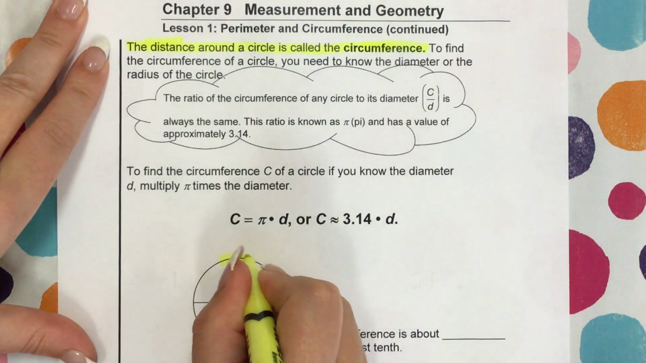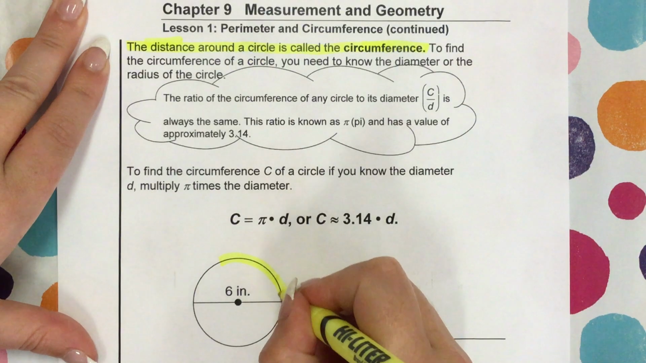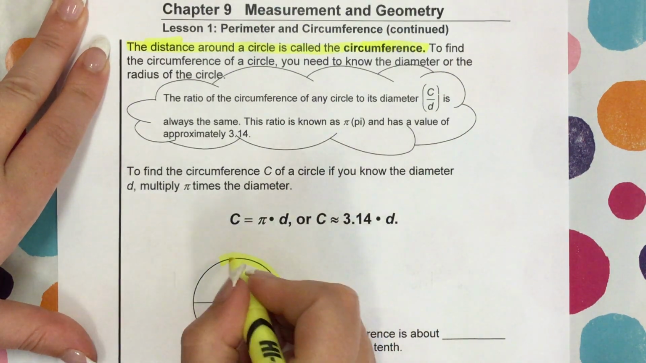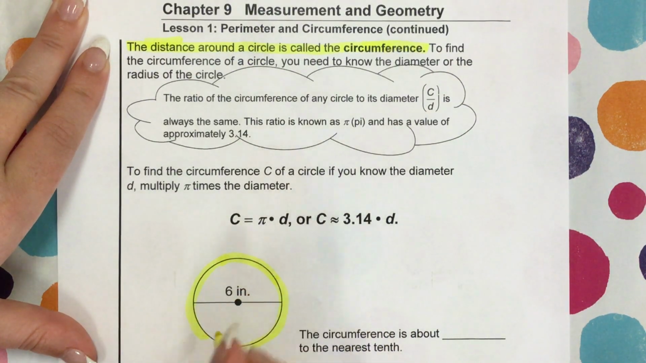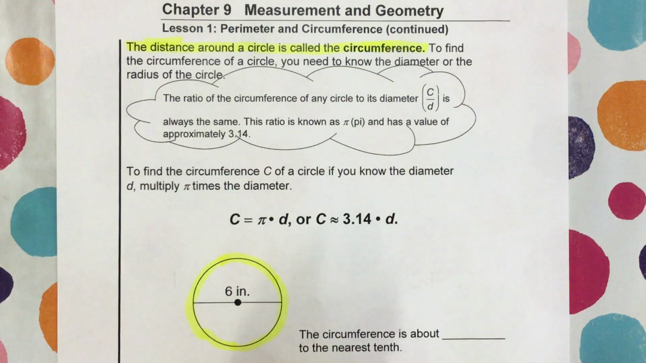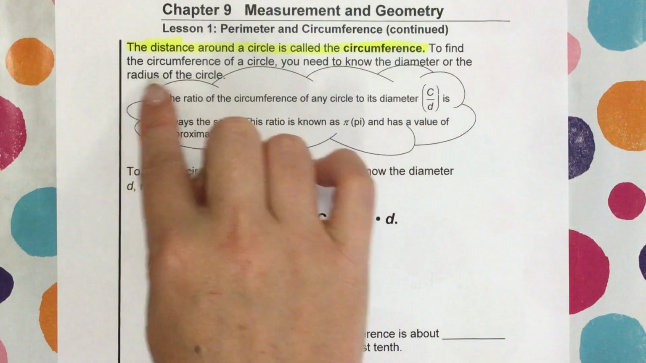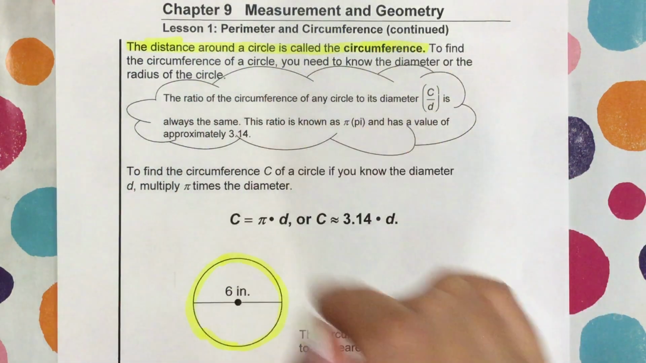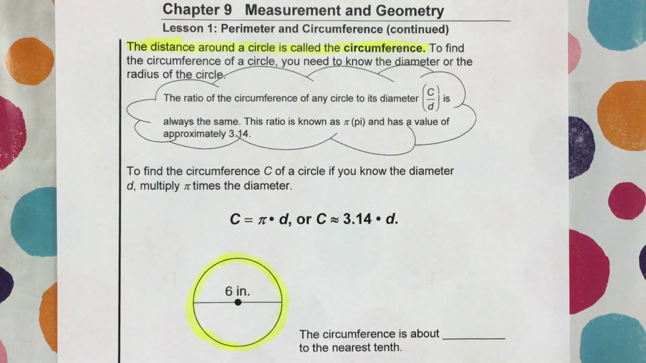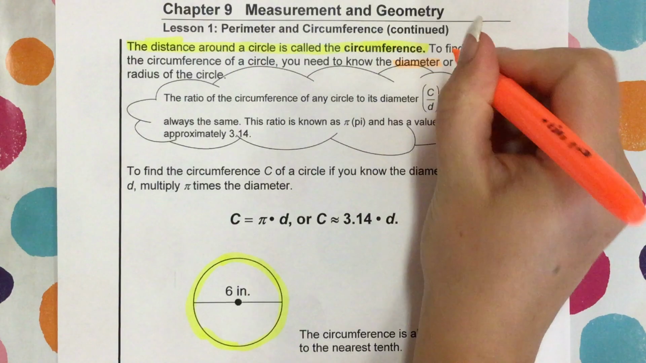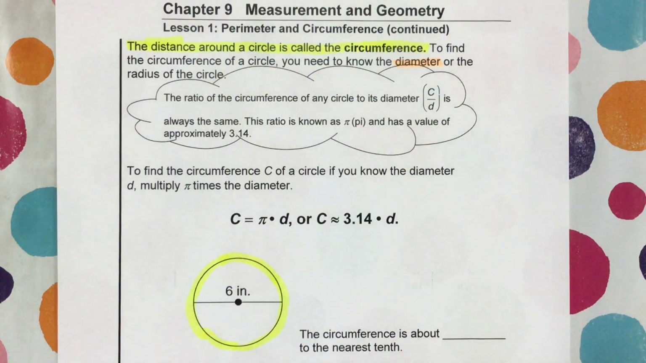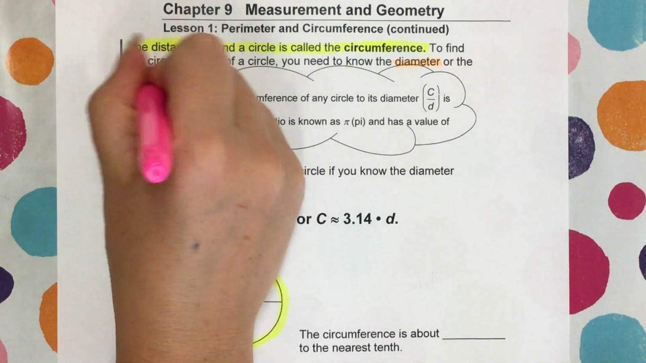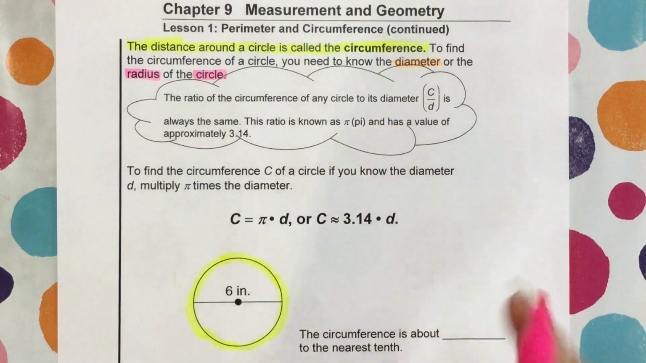The distance around the circle right here, we're going all the way around. If you want to figure out what this distance is, this distance around the circle is referred to as the circumference. To find the circumference of a circle, you need to know the diameter or the radius of the circle. So there's two things that you need to either know. You need to know the diameter or you need to know the radius of the circle. So one of those two things.